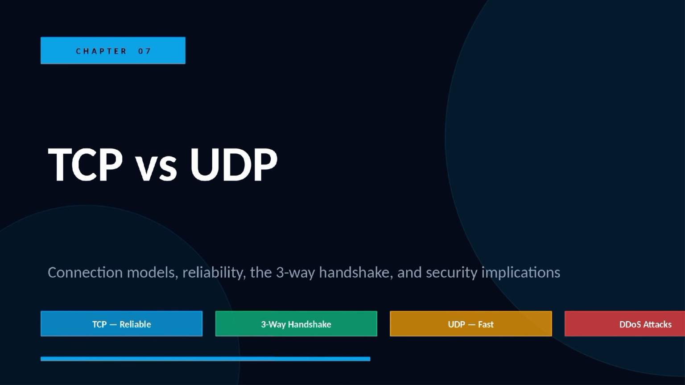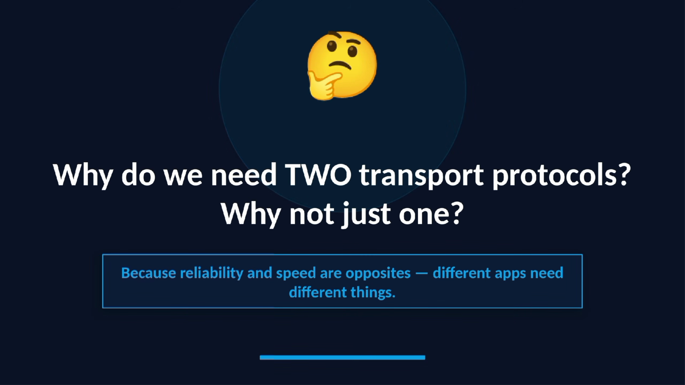Chapter 7, TCP versus UDP. Why two transport protocols? All right, we've mentioned TCP and UDP a few times already. Now it's time to really understand them. Here's the big question. Why do we even have two transport protocols? Why not just one? Because different situations need different things.